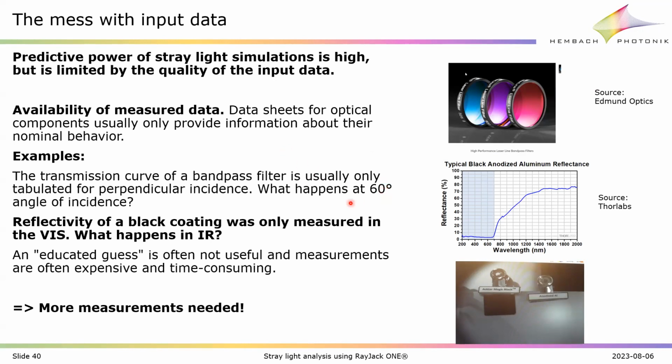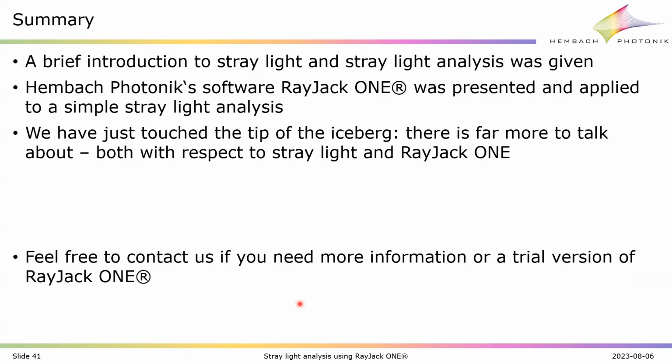The other thing is, optical properties may dramatically change over wavelength. So something which looks black, like this black anodized aluminum in the visible, is not black at all when you go to the infrared. So you should definitely perform measurements, and educated guesses are dangerous. So I would say more measurements are needed.